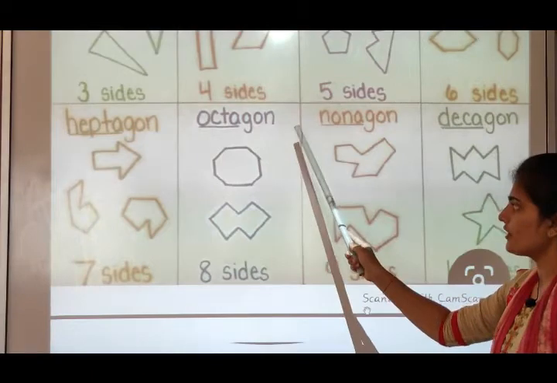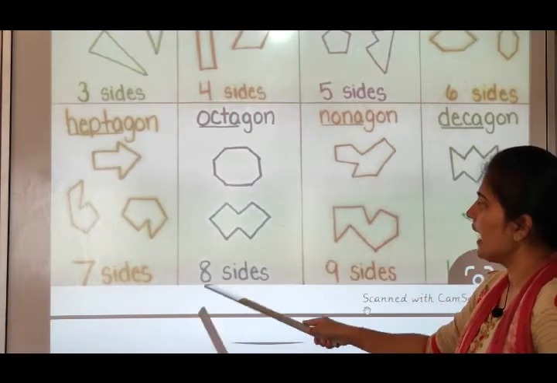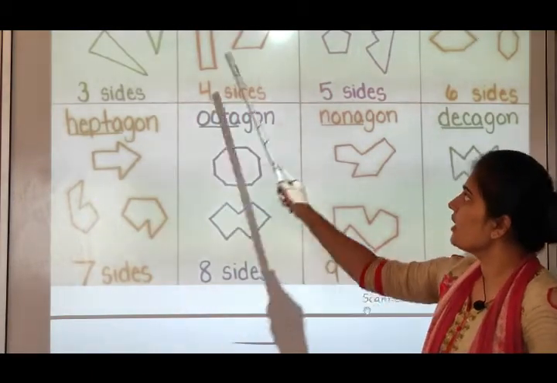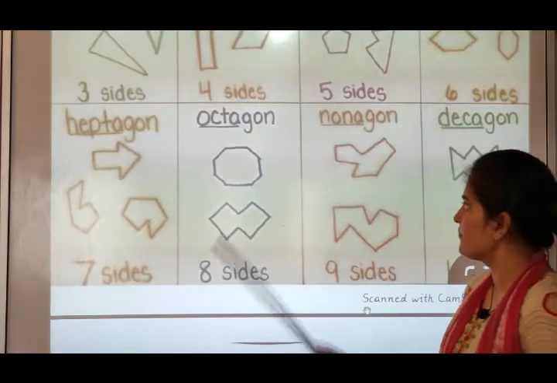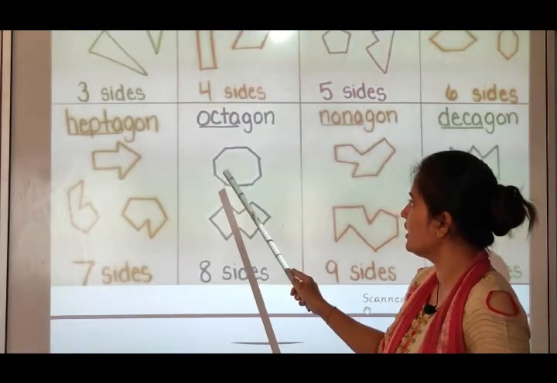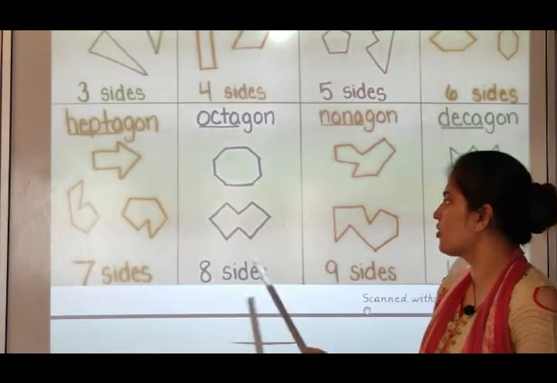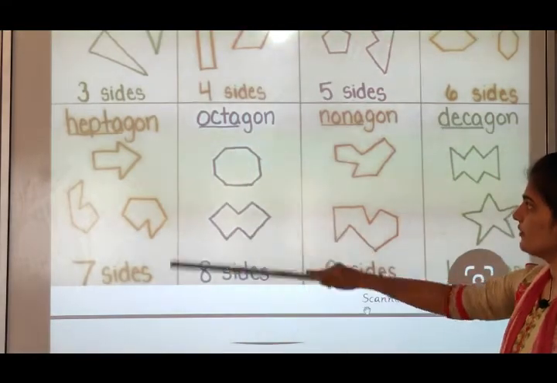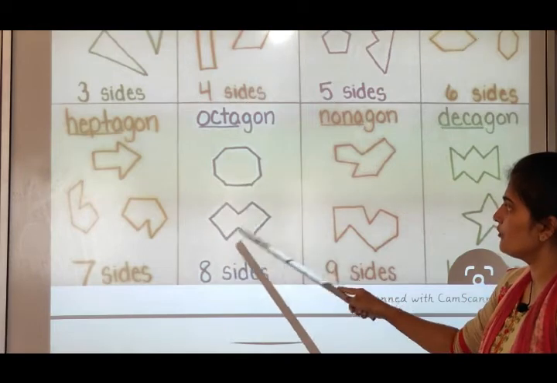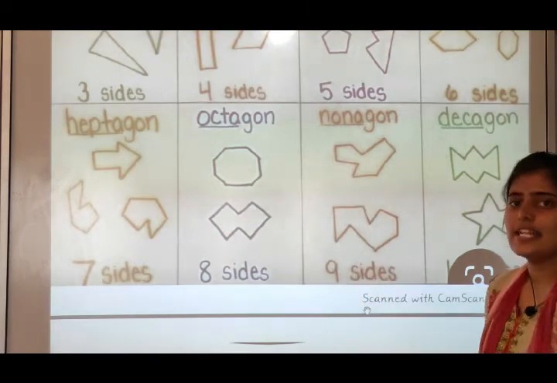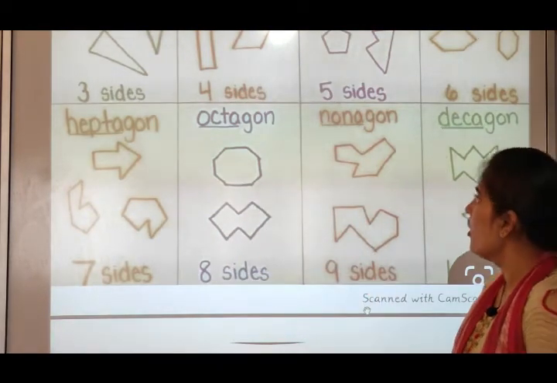Next is octagon. Octagon means 8 sides. These names you have to learn by heart. Here you can see 1, 2, 3, 4, 5, 6, 7, 8 sides are there. So it is called an octagon. Now next, 8 sides are there, so this is also an octagon.